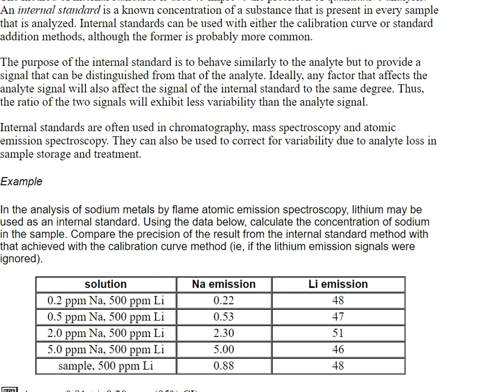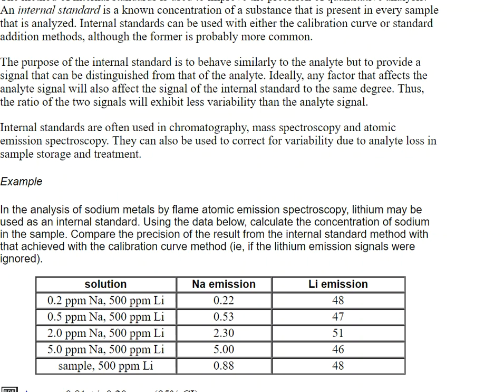So pretend that the lithium were ignored. It didn't even get run. Plot that calibration curve and compare the two. So here's the data that they're giving us. 0.2, 0.5, 2, and 5 parts per million sodium. And it looks like 500 parts per million lithium is all the way down. And then we have a sample at the very bottom.